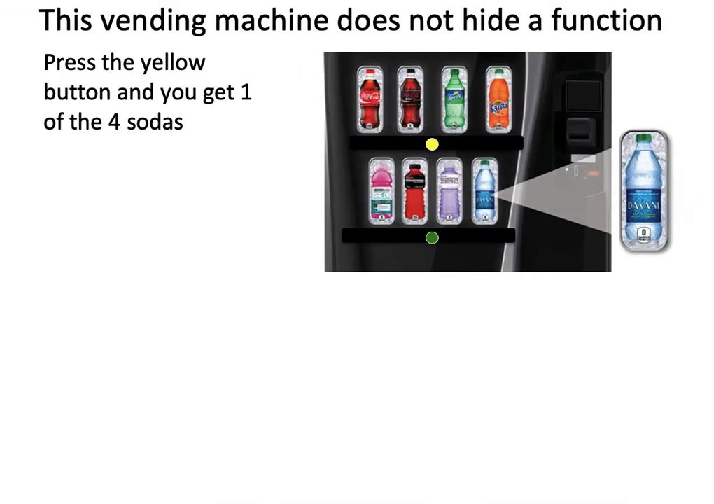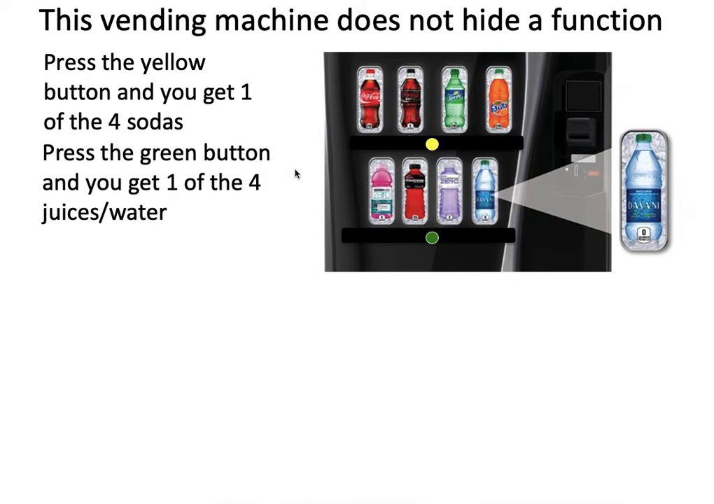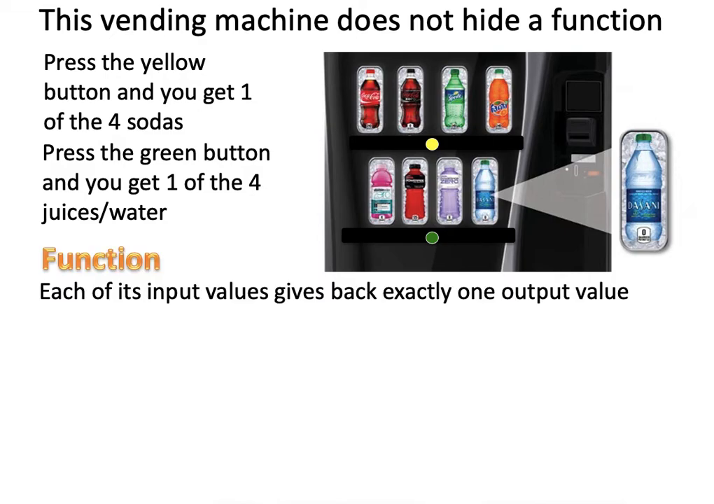Okay, all right. So here we go. You ready? This vending machine doesn't really exist, and this one doesn't hide a function. I made this one up. So here's how this one works: if you press the yellow button, you can get one of 4 sodas. And if you press the green button, you get one of 4 juices or water. So let's go back to the idea of a function. Each of its input values gives you back exactly one output value.